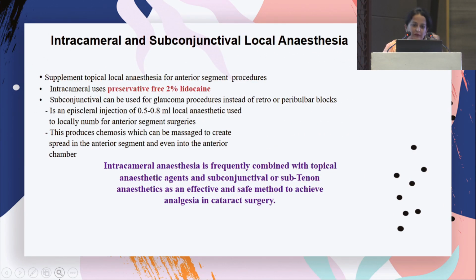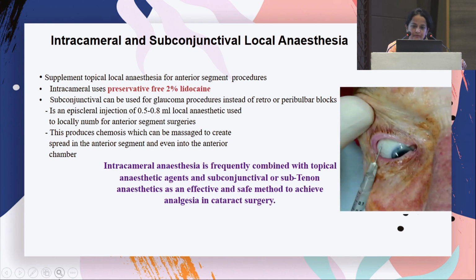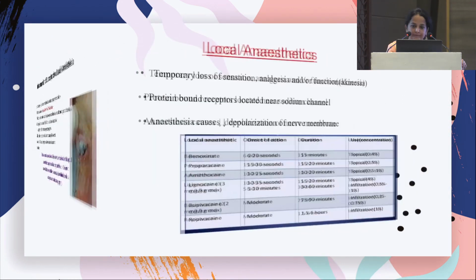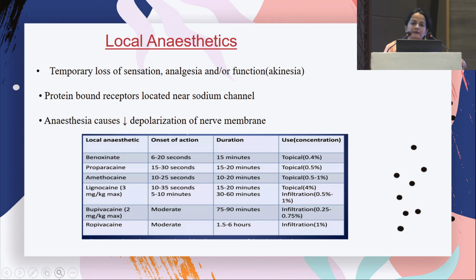Then to do the small incision cataract surgery, along with the topical drops, we have to adjunct it with the intracameral and the subconjunctival injections. Intracameral, we can use 2% preservative-free lidocaine. Along with that, the subconjunctival episcleral injection of 0.5 to 0.8 ml of the local anesthetic. Thus, the local anesthetics cause the temporary loss of sensation, analgesia, and akinesia. The anesthetic agent causes depolarization of the nerve membranes.